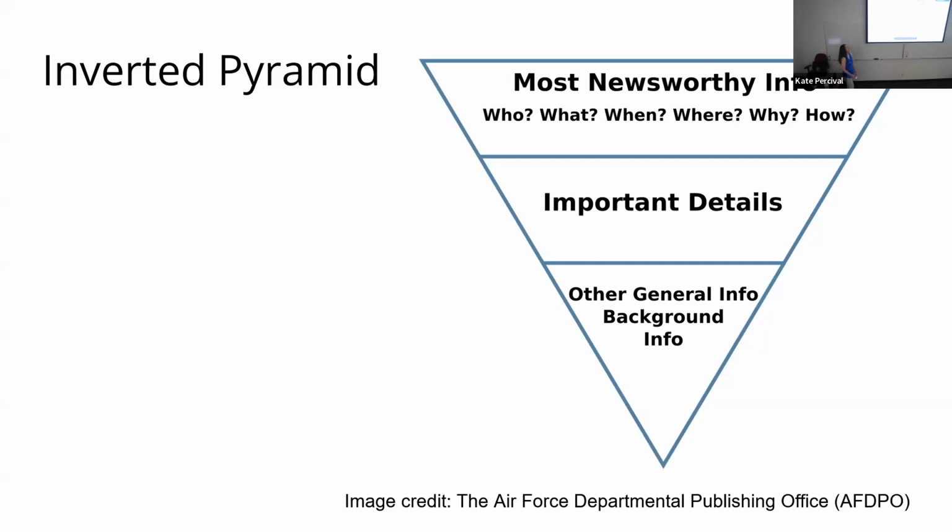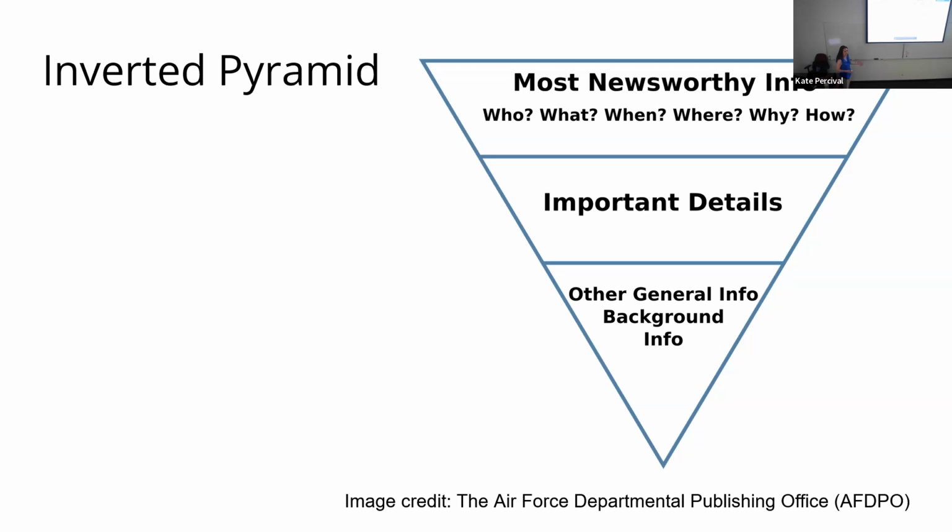Now, why am I talking about newspapers? This concept is still applicable in the digital space. While we don't have the space constrictions that newspapers do or did, we have capacity restrictions. People do not read everything word for word. People want to skim. People want the most important information first.